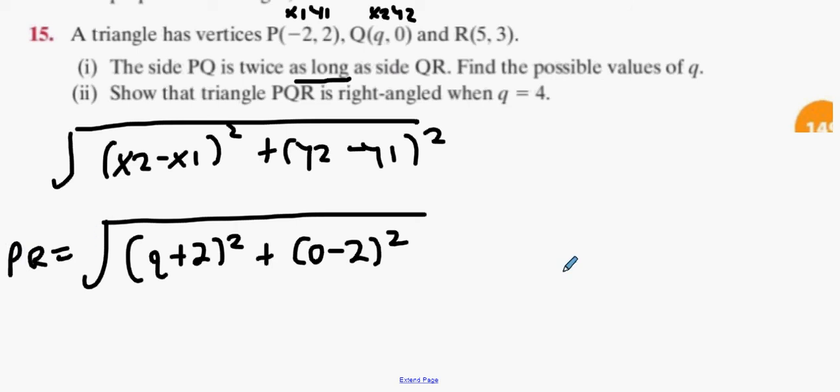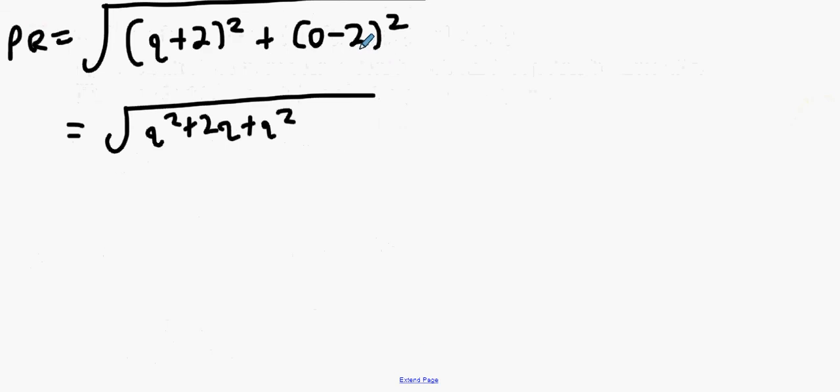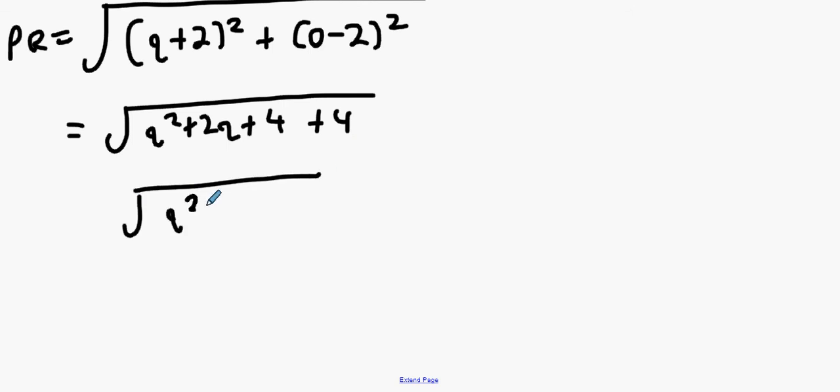Next thing I'm going to do is square that out. So you're going to get q squared plus 4q plus 4, and that's plus 4 as well. So did anybody get the square root of q squared plus 4q plus 8 for the length of PQ? Yes, good job. Length of PQ.